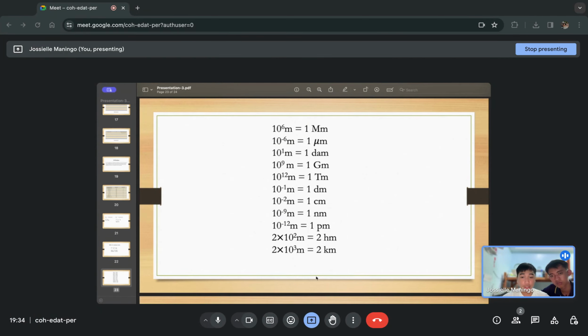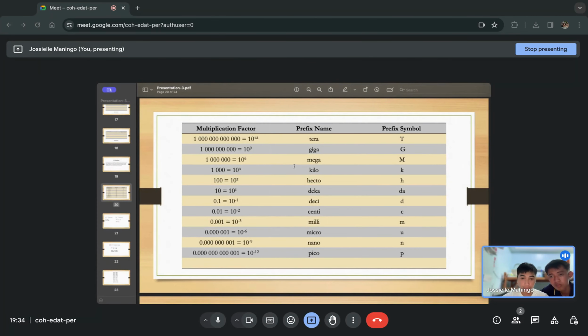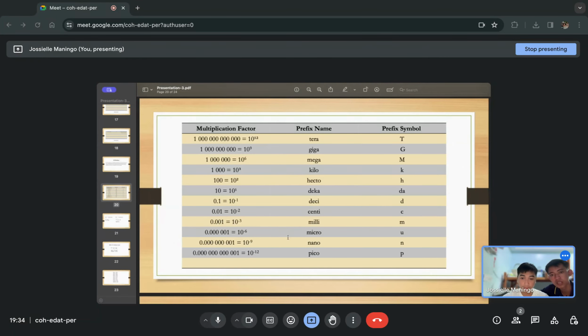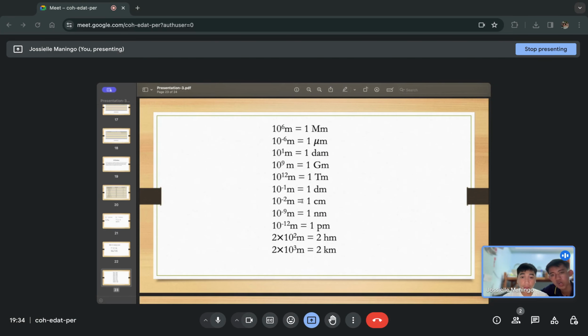10 to the power of 6 meter is 10 to the power of 6 mega. It's called 1 megameter. And 10 to the power of negative 6 is called micro. 1 micro, the micrometer. Morning symbol, sorry. And so on.